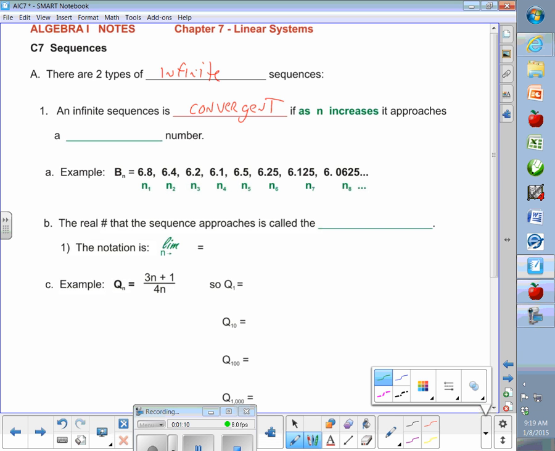You'll know it's convergent because of this. As n increases, and we already know what n is. N tells you which number of the sequence, right? If n is 1, it's the first number of the sequence. N is 5, it's the fifth number. If n is 100, it's the 100th number of the sequence. So as you increase n, as you keep getting more numbers down the sequence, what will happen is it approaches a real number.